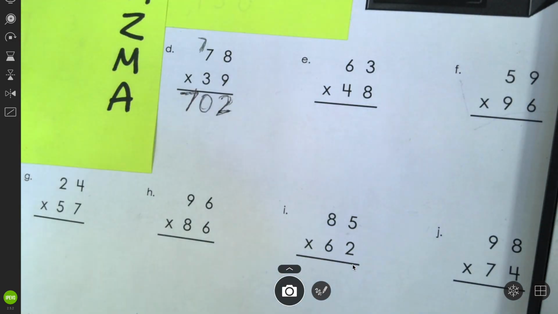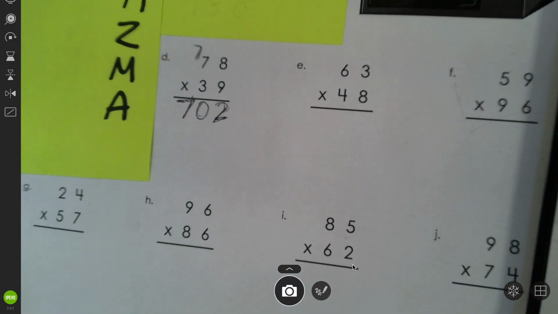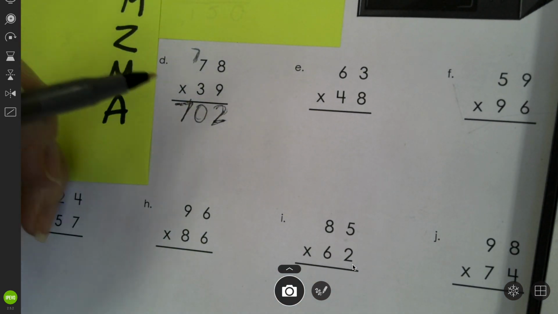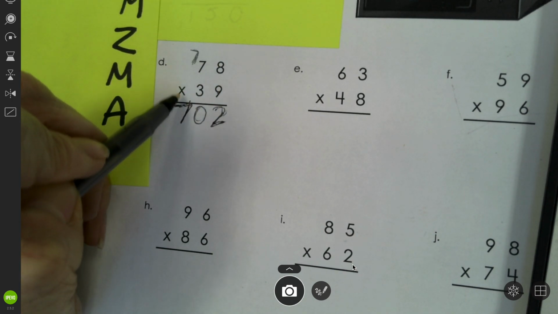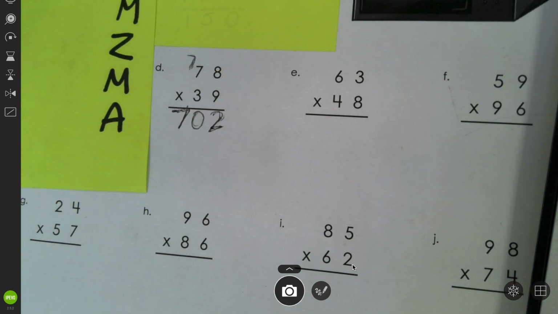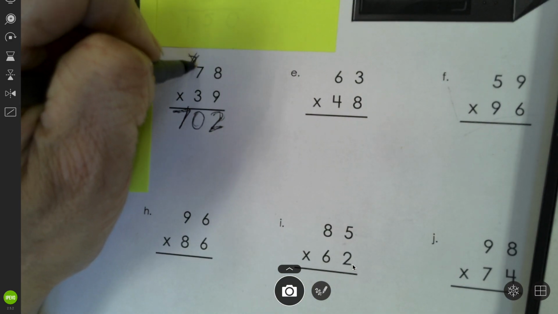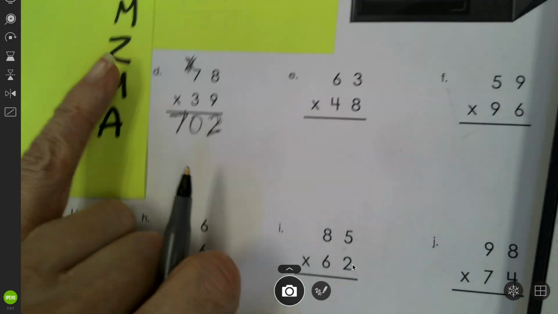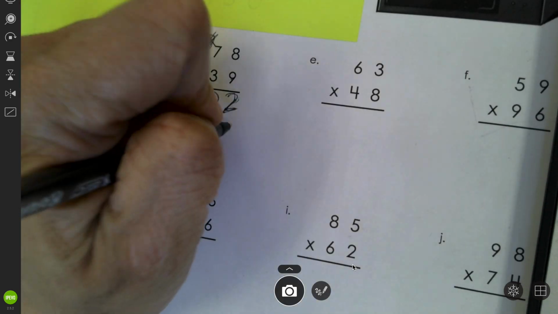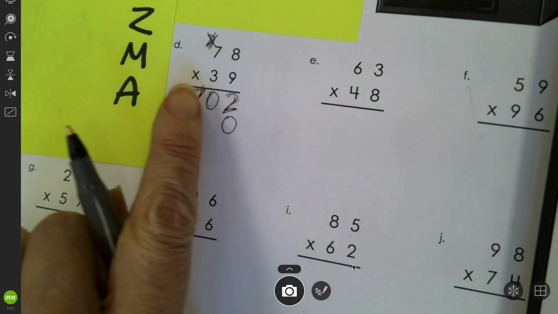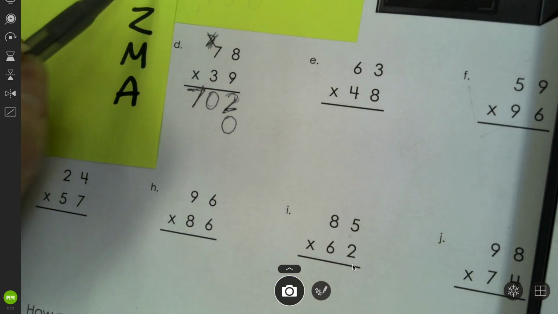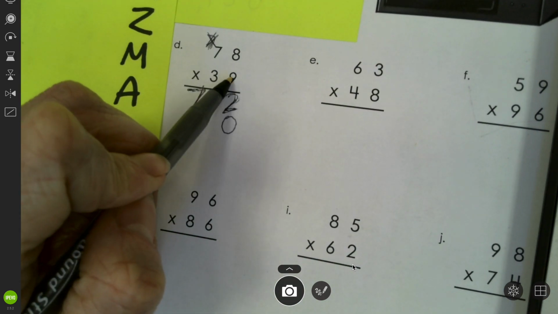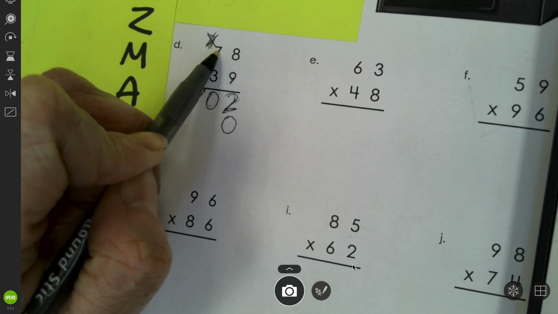Okay, so that's 702. Now look, I'm lining my numbers up. My ones place, my tens place, and this is my hundreds, okay? That's really important here. Okay, so I've added the 7. I'm done with it. I'm going to cross it out. And then my next step is 0. I'm going to place a 0 under the 2 because I'm now shifting, I'm scooching and working with the tens place, okay?